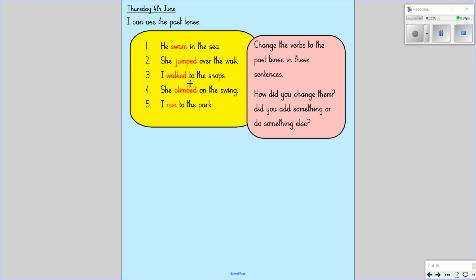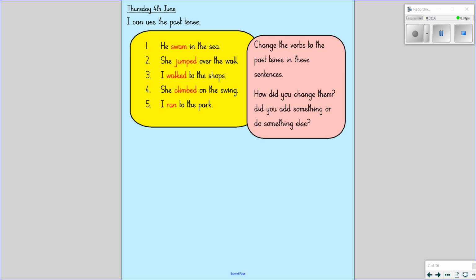Sometimes we have to change the word more, don't we? So we started with he swims in the sea, and we changed that to he swam. That's what we call an irregular verb, because we can't just add ed, we have to change the word a little bit. The same with I ran to the park. That was I run to the park. So we can't just add ed. We don't say I runned to the park. We say I ran. So again, we need to change the letters and the spelling of that word a little bit.